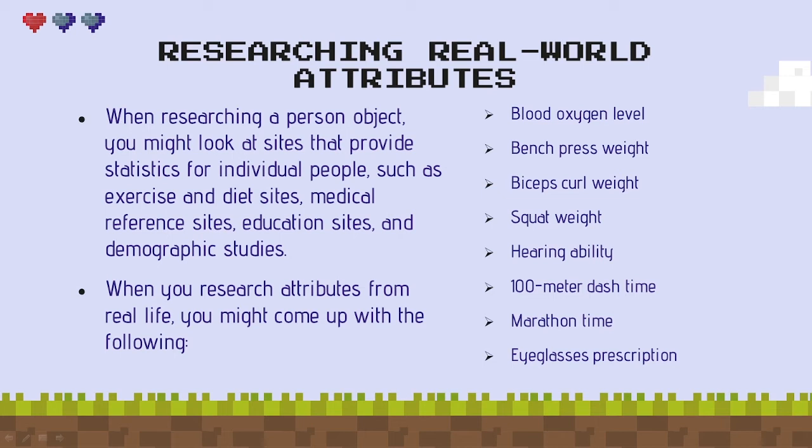When you research attributes from real life, you might come up with the following. Again, as I mentioned previously, here is a list of attributes, but it doesn't necessarily mean that the listed attributes are what we'll put in the game object or game character you're making. Here are some examples of real-world attributes: blood oxygen level, bench press weight, bicep curls weight, squat weight, hearing ability, 100-meter dash time, marathon time, eyeglasses prescription. These are examples of real-world attributes.